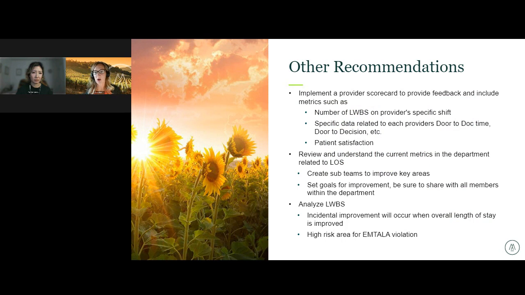You can implement scorecards. Scorecards can be, as I have listed here in the slide, specific to providers. You can talk about left without being seen on a provider shift, their door-to-doc times, door-to-decision time. Provider-specific scorecards can give you great insight into who's moving at a speed that you're expecting versus not. This doesn't have to be limited to providers. There are lots of different timestamps and elements that could be put into a nurse scorecard as well, so keep that in mind. These types of data elements are really helpful when you're trying to move metrics. We talked again about incidental improvement with left without being seen. As you improve your timestamps, your length of stay, those types of things, all of your risk will really start to go down, and a lot of it will happen incidentally.